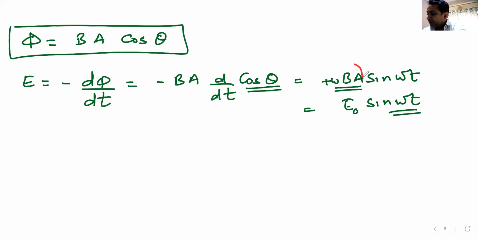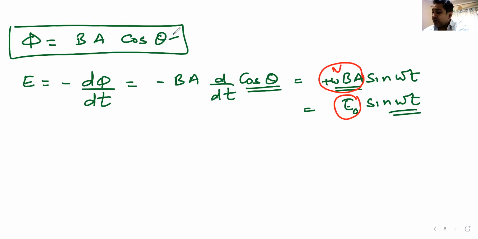Yes, sir. Where this E naught becomes the maximum value of EMF, which is omega BA multiplied by N if there are N number of turns and you're talking about magnetic flux in one turn. So NBA omega. Okay, this is how you create or induce EMF, AC current or AC voltage.